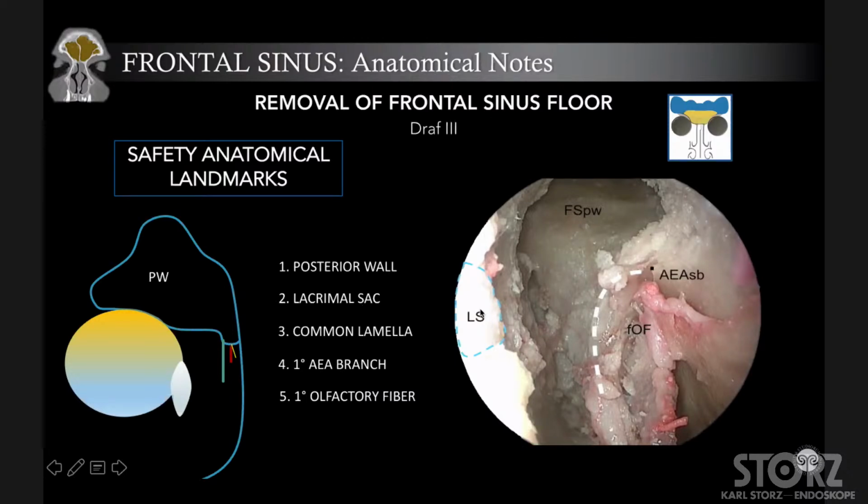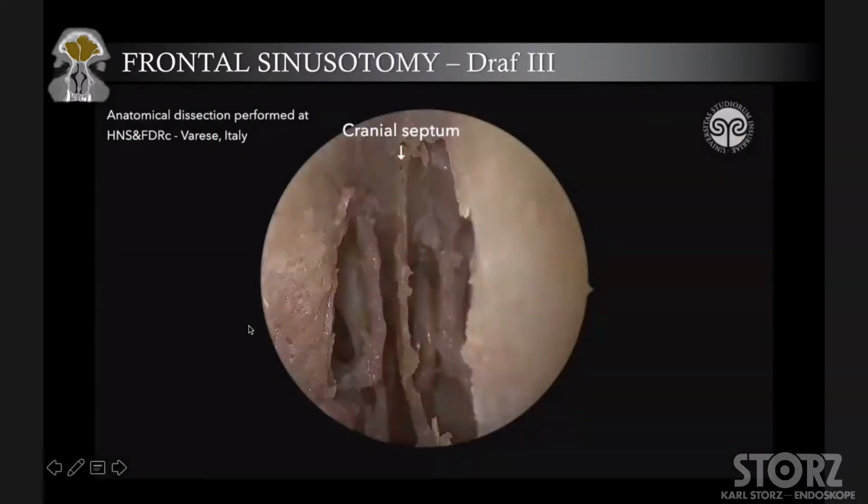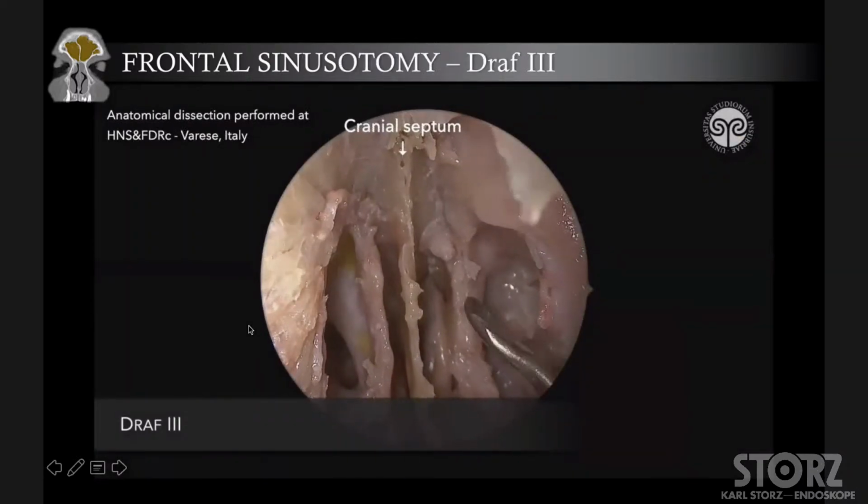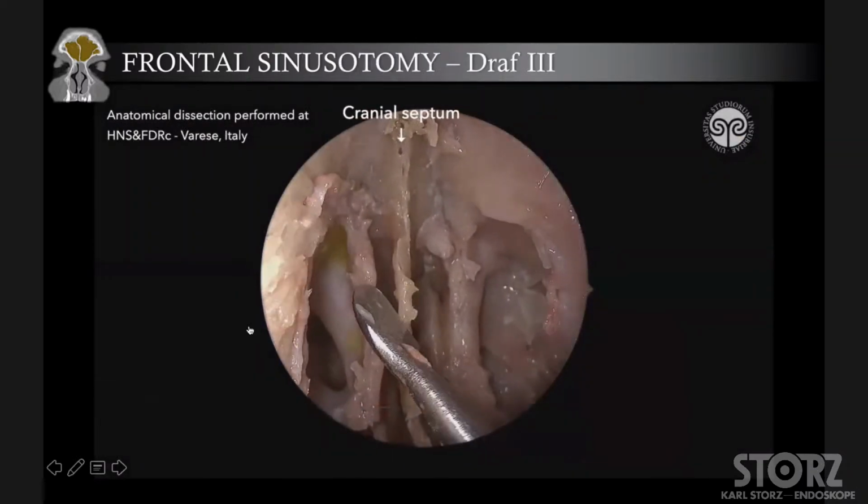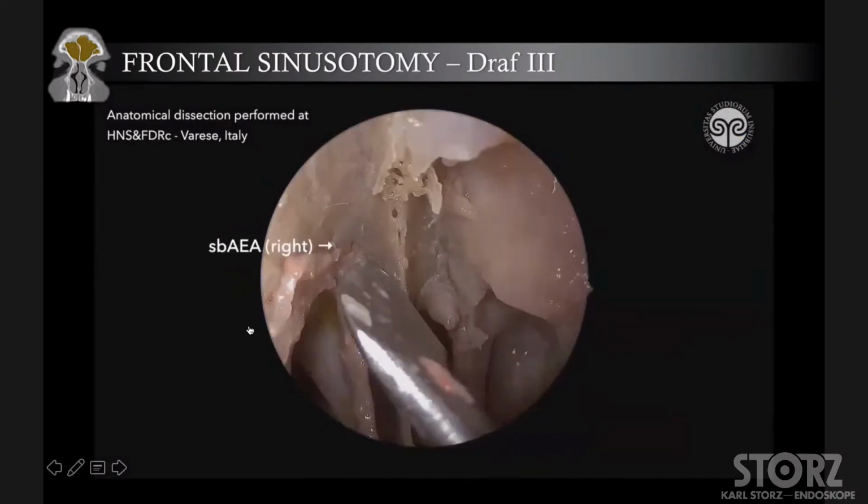Posterior wall of the frontal sinus, lacrimal sac in this position, common basal lamella of insertion of the middle turbinate, and then septal branches of the anterior ethmoidal artery and first olfactory fila. When you have some problem in approaching the frontal sinus, try to keep in mind all these landmarks in order to perform in a safe way the Draf type 3 approach.